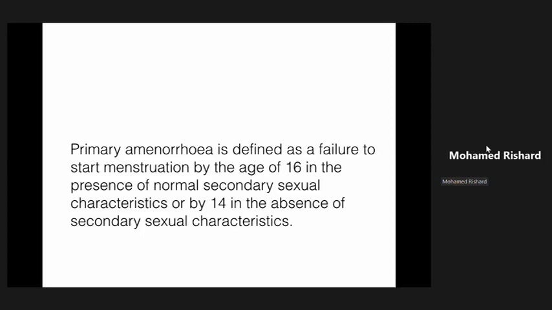Without secondary sexual characteristics, we should not wait. We can even start diagnostic workups by the age of 14 if the girl has no secondary characteristics at all. Hope you understand this point.